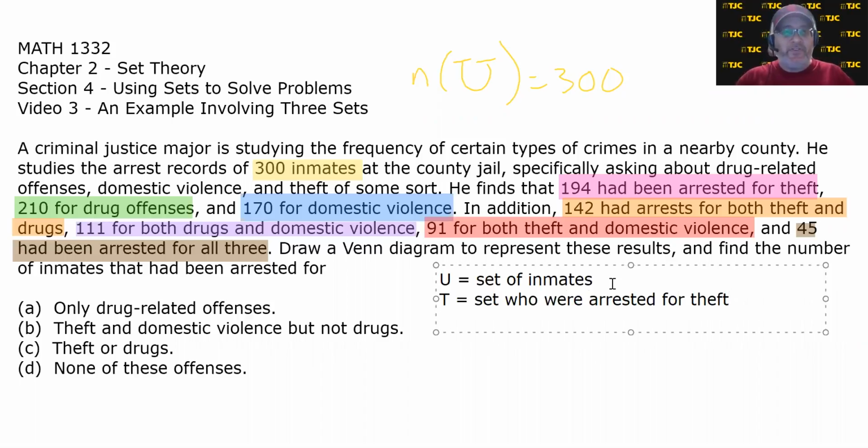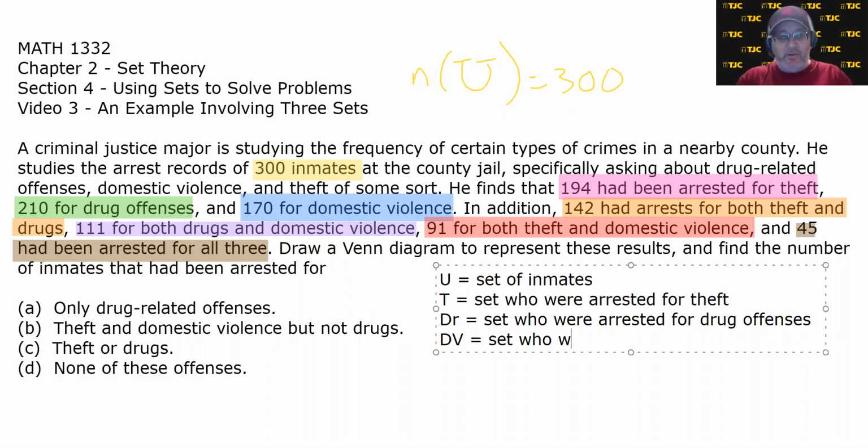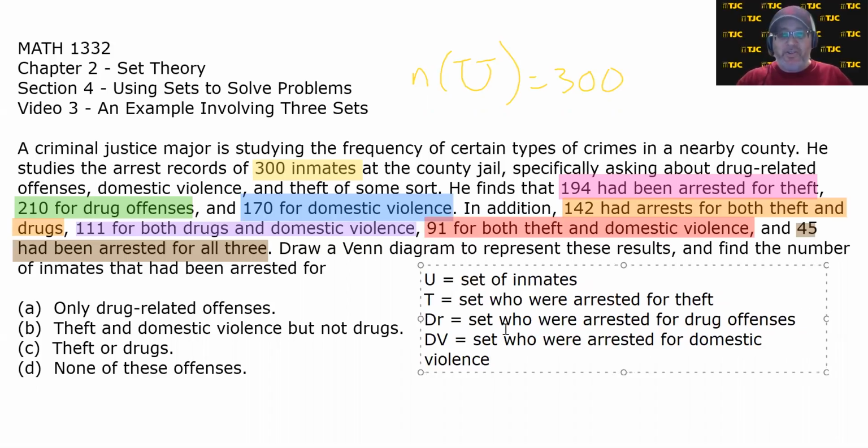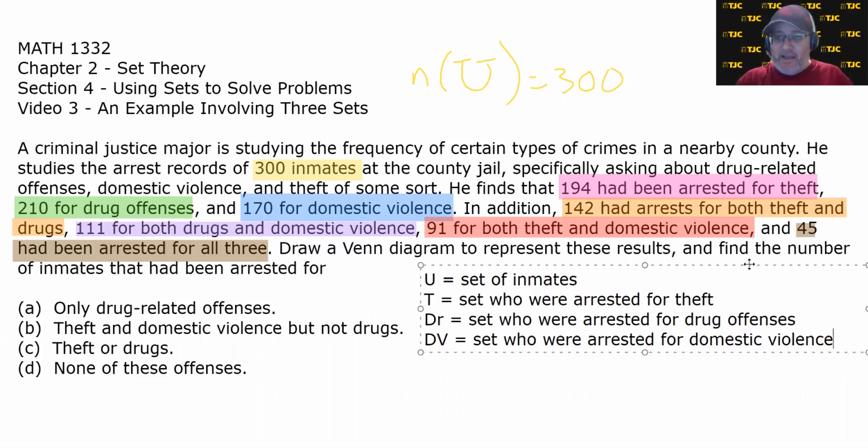Now, the problem with drug offenses and domestic violence is that they both start with D. So we'll use DR be the set who were arrested for drug offenses. And we'll say DV is the set who were arrested for domestic violence, of course, violence. There we go. All right, so let's go ahead and define those sets here. And before we start talking about what cardinalities all the numbers represent, let me show you what I have on the next page.